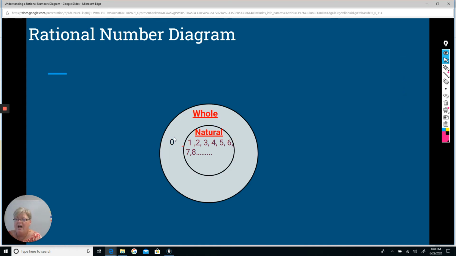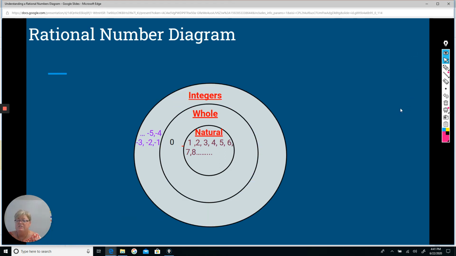Notice that 0 is the only number in the whole number section, but remember, it's everything inside the circle. So it's 0 and it's 1, 2, 3, 4, 5, 6, 7, 8, 9, 10, and so forth. It keeps going, but it's not just 0. So I want you to remember that. It's everything inside the circle. Okay, natural is everything inside this circle. All right, let's look at the next one.